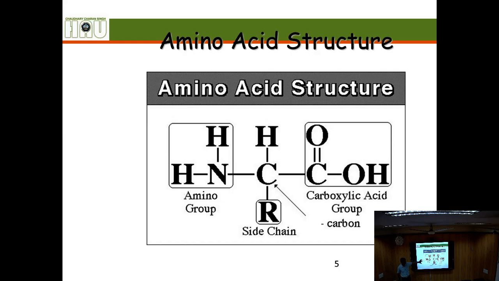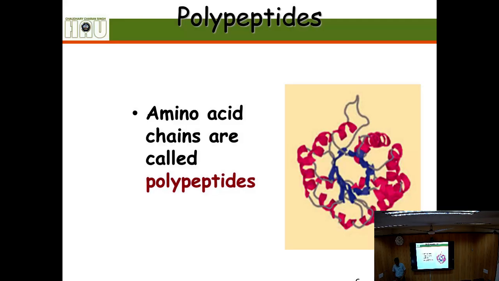You have a centrally located carbon, and the side chains on one side, the amino group as well as the carboxylic acid group. And this is the polypeptide. The chain of amino acids is called a polypeptide.